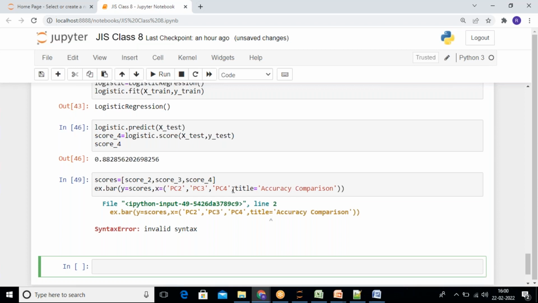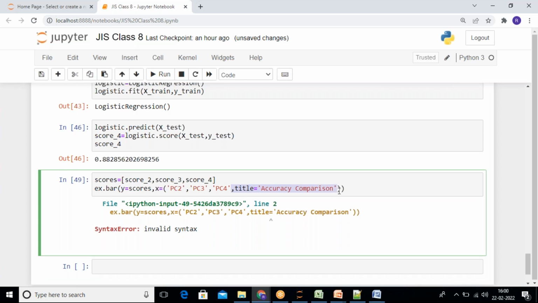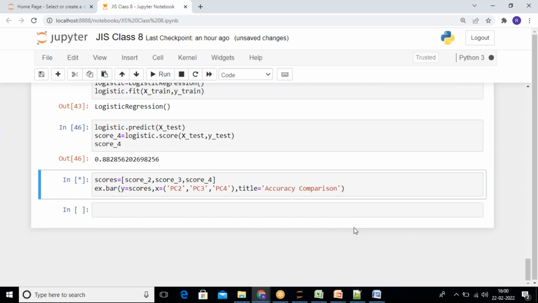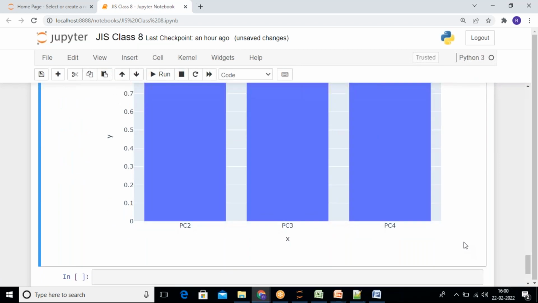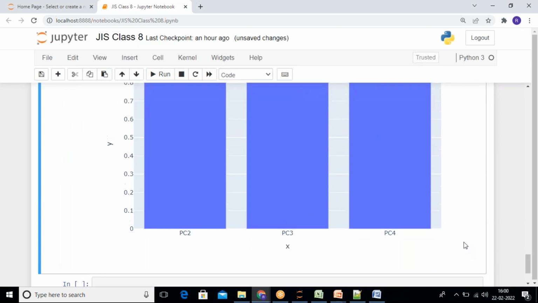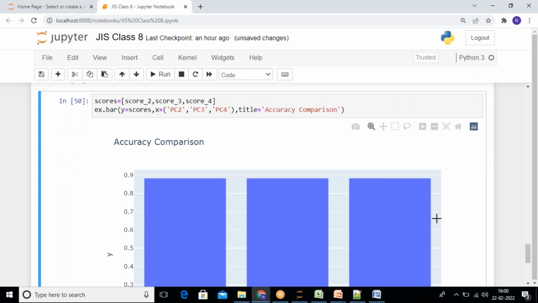Yes or no? Accuracy comparison. See, PC2, PC3, PC4, accuracy comparison done. Whoa, excellent. Why have you not taken PC1 here?